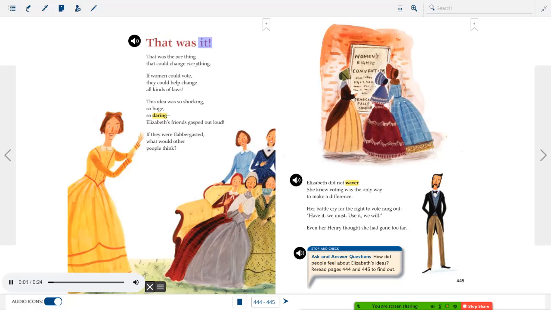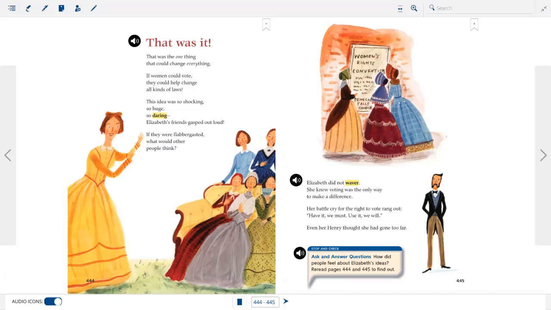That was it. That was the one thing that could change everything. If women could vote, they could help change all kinds of laws. The idea was so shocking, so huge, so daring. Elizabeth's friends gasped out loud. If they were flabbergasted, what would other people think?